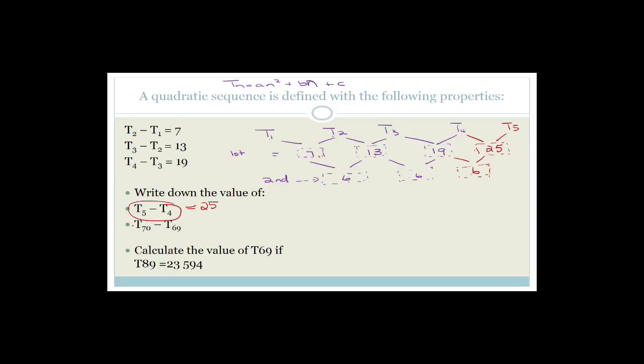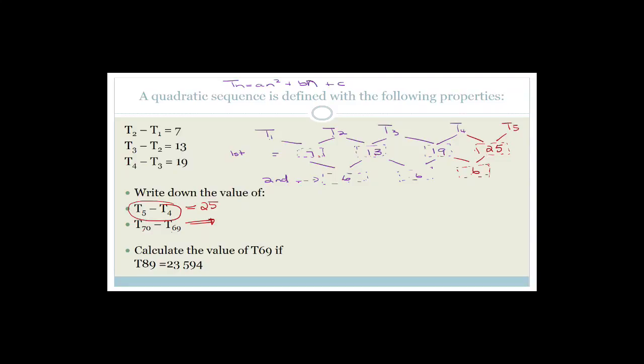Now they want us to find out T70 minus T69. So that is a bit interesting. Okay, so they want us to find T70 minus T69. So the best thing to do in order to solve this problem is to find the general formula. Do you agree? Because then we could find T70 and T69 and just subtract them and find the answer. So let's do that.